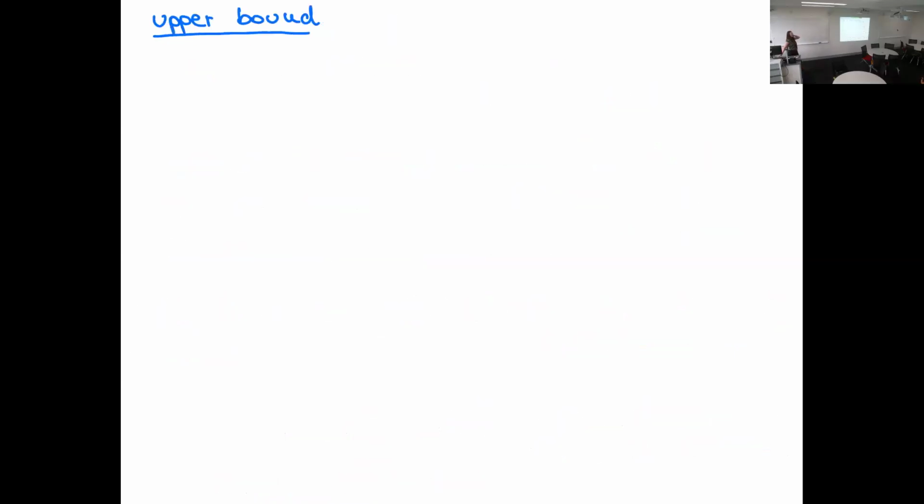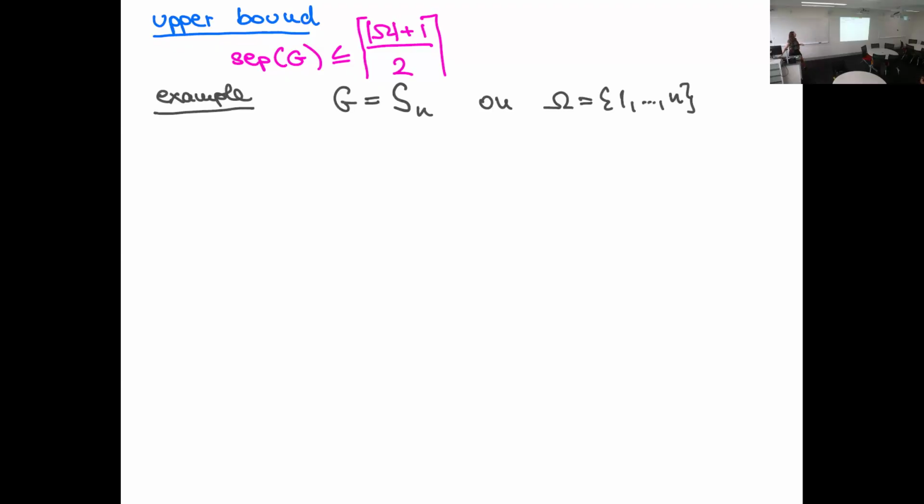Okay. So we can come up with an upper bound quite quickly, but our upper bound is not that exciting. The upper bound will just be the size of omega plus 1 divided by 2. This upper bound is quite obvious, because if I take a set that is larger than half of my big set, then wherever I take it, there's not enough space, so I will need to have an intersection.